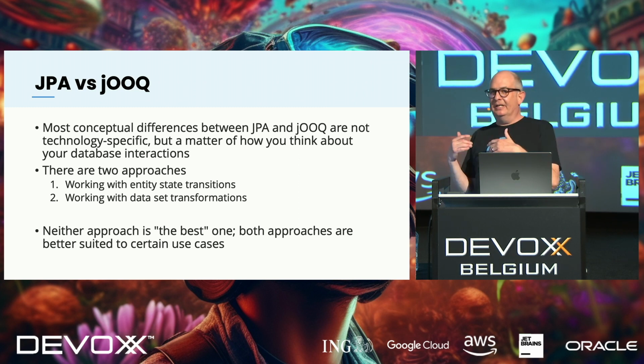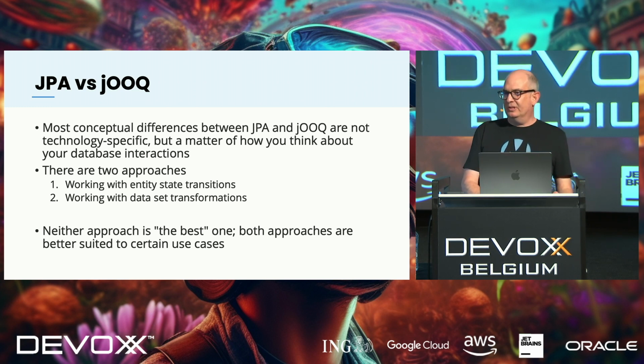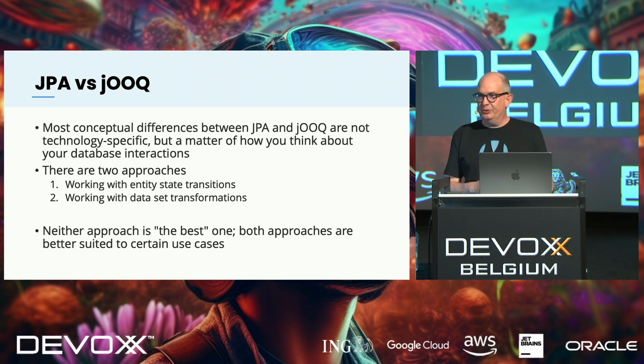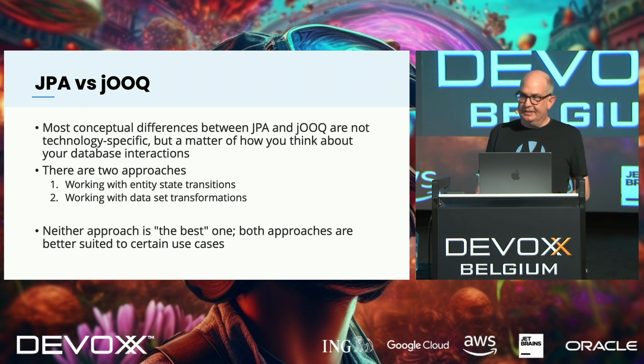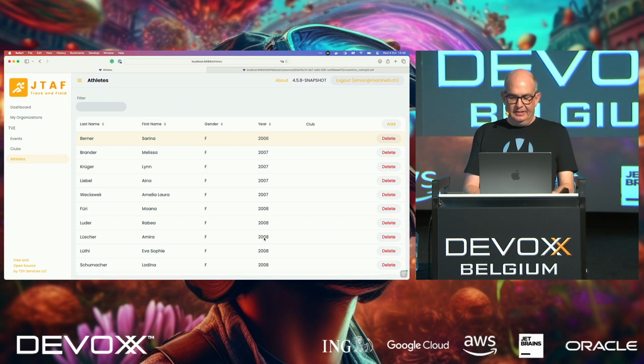And finally, you can tell Hibernate, store it. And Hibernate will think, yeah, maybe I should do an update or an insert or a delete. You can define cascading on the relationships, and this will happen behind the scenes for you. And that's what I mean with entity state transition. The other approach I call dataset transformation.